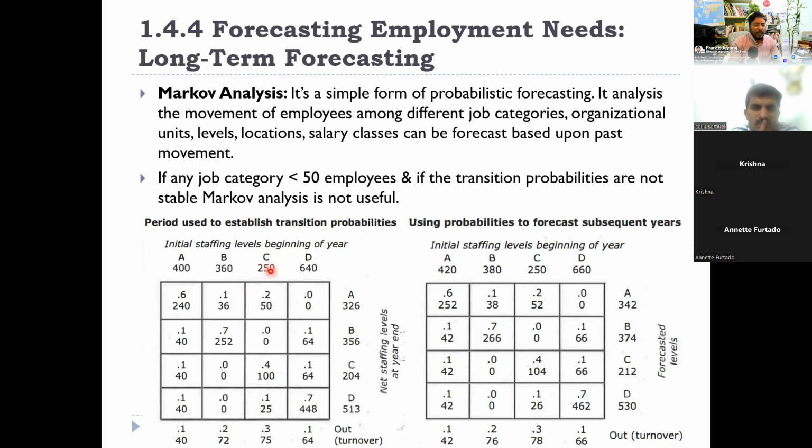Then department C also. 40% remains there only, 100 people. Here nobody is moving. 20% move to A, then 10% to D, and 30% left the company. Then department D, 70% remains there, 10% to C, 10% to B.